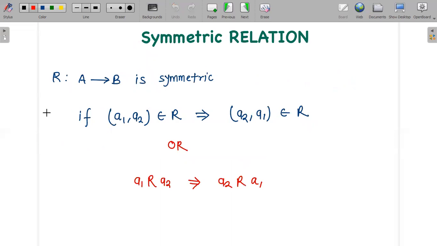After that, we have the symmetric relation. If elements (A1, A2), which belong to set A, are associated with the relation R, then your relation is said to be symmetric only if there must be the element (A2, A1) in the same relation R. You may also define it with a symbol. The way A1 is related with A2, A2 must be related with A1 with the same relation R if you want your relation to be a symmetric one.